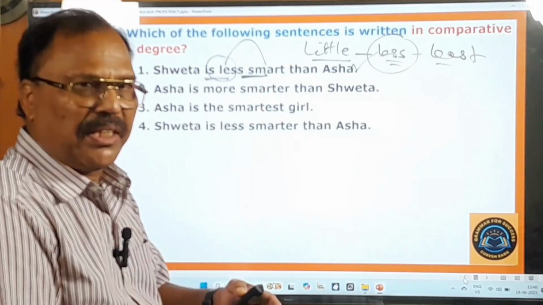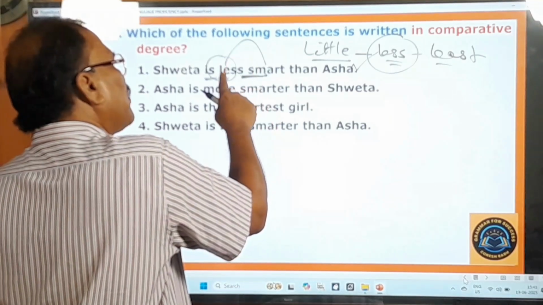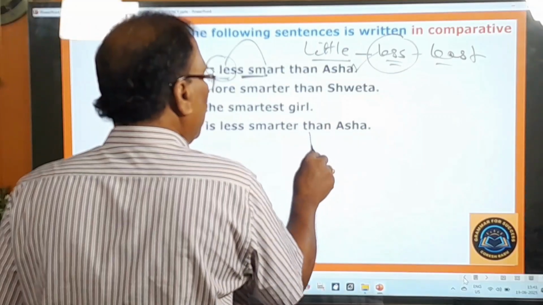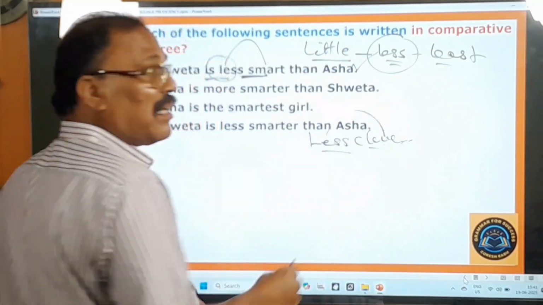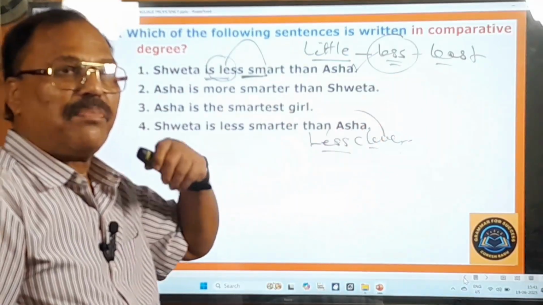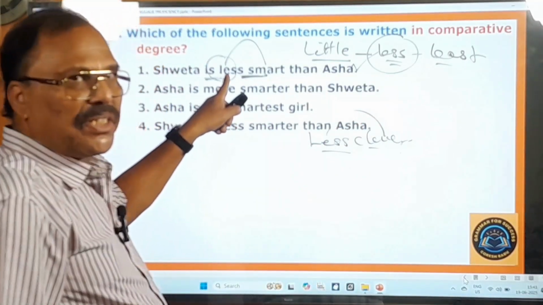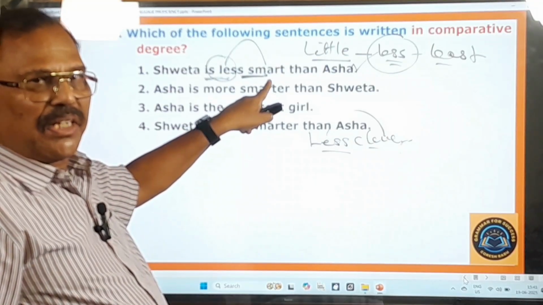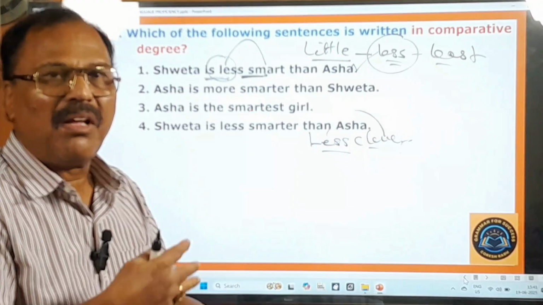Always in the comparative degree, you must mention the positive degree adjective along with this less. This is some model. So in that model, it is always written like this: less clever. You cannot say less cleverer, less stronger, less more beautiful, because less itself is a comparative adjective. So therefore, again you should not write the comparative adjective here. Then it becomes a double comparative, and therefore the sentence will become wrong.